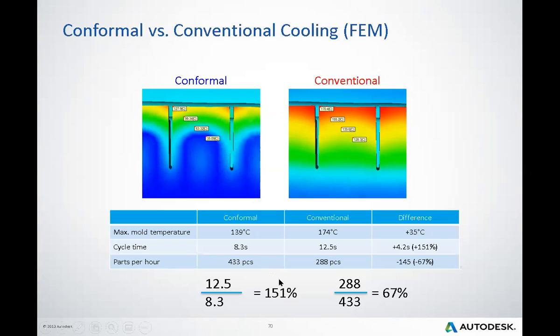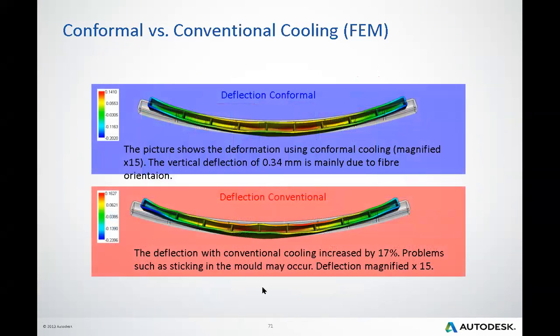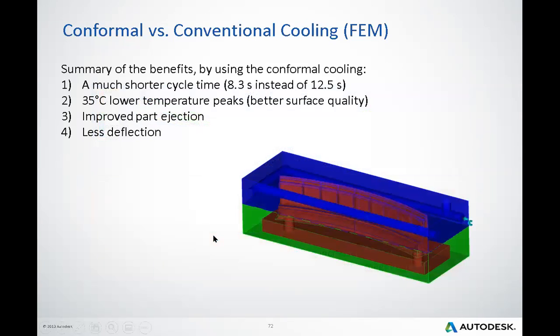We can take the profit from one piece, right? Once we increase the pieces and reduce the time, we can increase more profit. That's it. And then the deflection, the quality of the parts as well. You can see the deflection in conformal is just 0.34. But in conventional, you can see much more deflection occur on the part. That's not good. So we have this technique to reduce this.